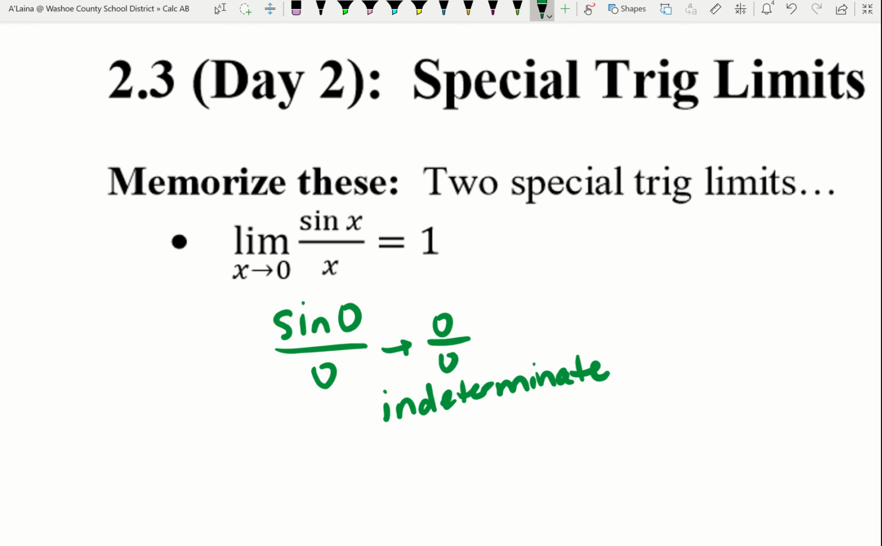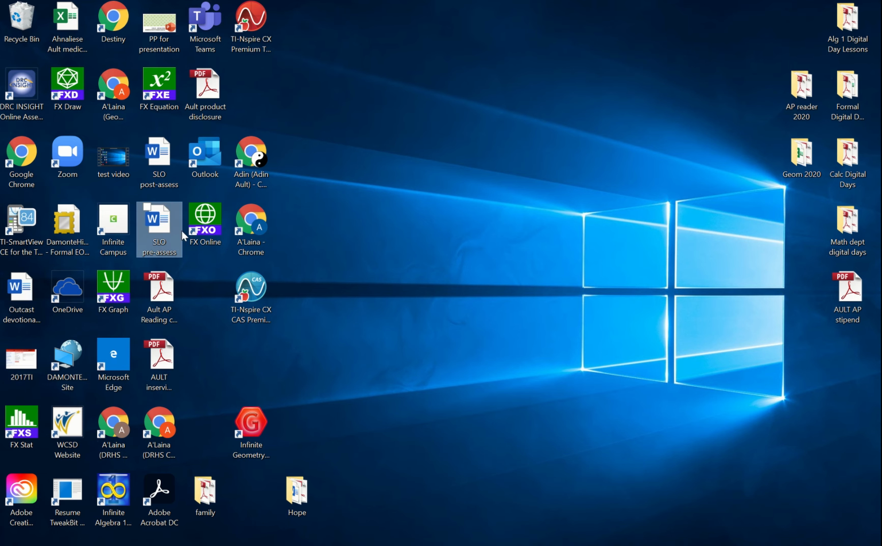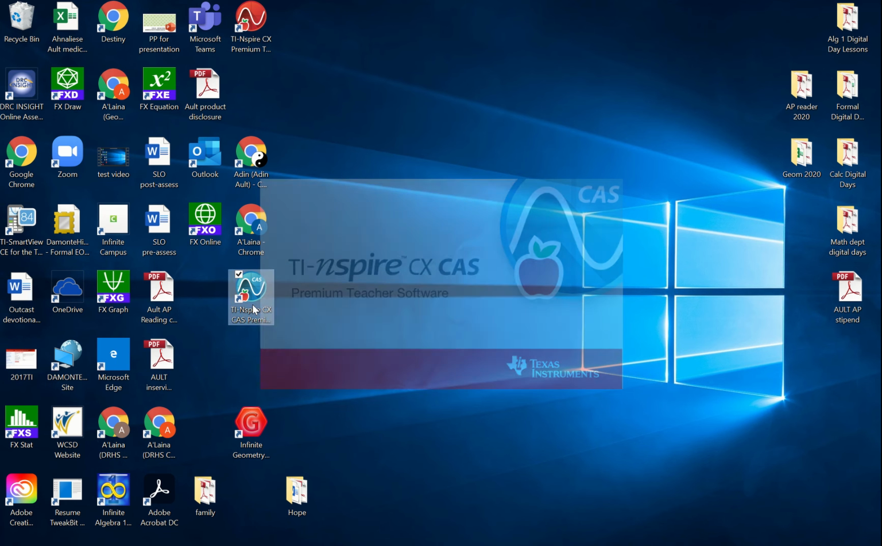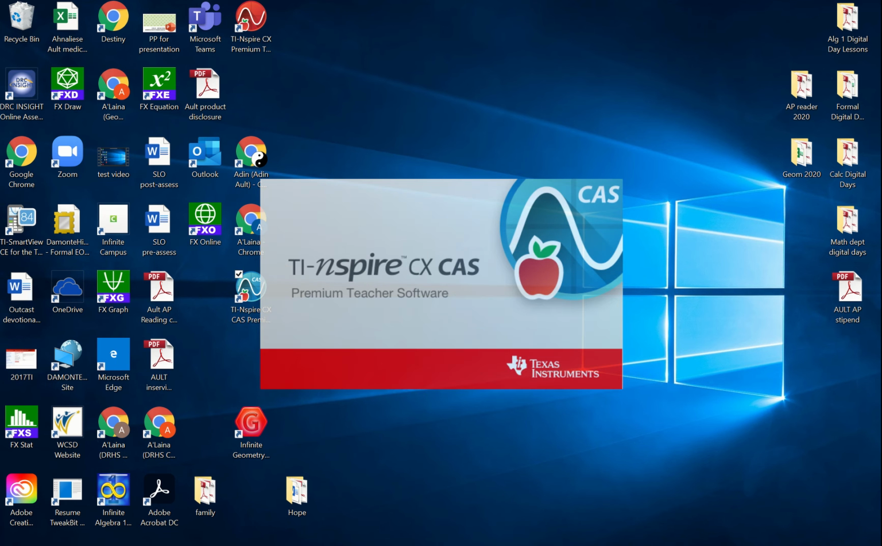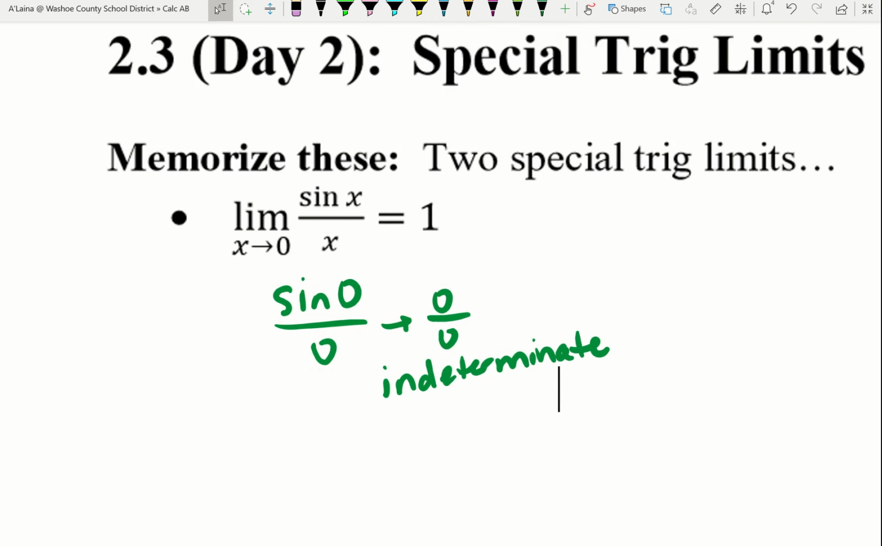So my next strategy that I want to use is I'm going to actually use graphing, which this would be maybe a challenge to graph by hand. But if we graph this by using some technology, it's not so bad. It's going to take a minute for my technology to open up here. So I'm going to go ahead and look at the second limit for a minute, and then we'll come back to that technology piece, and we'll graph these in a moment.